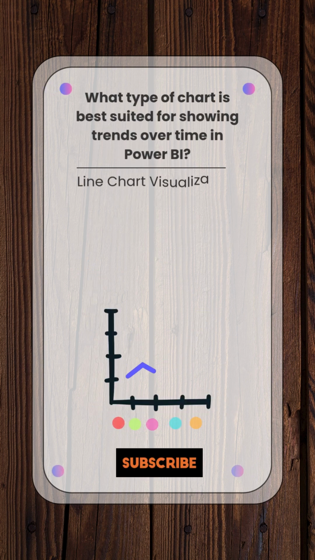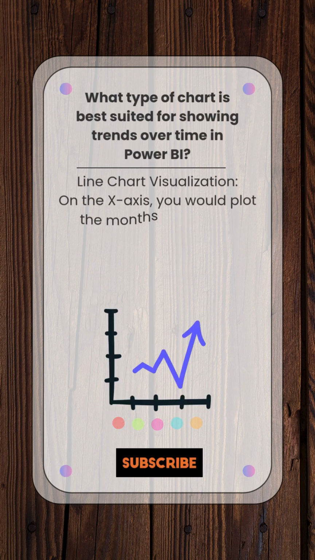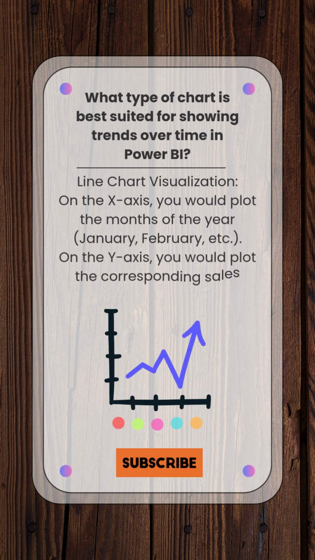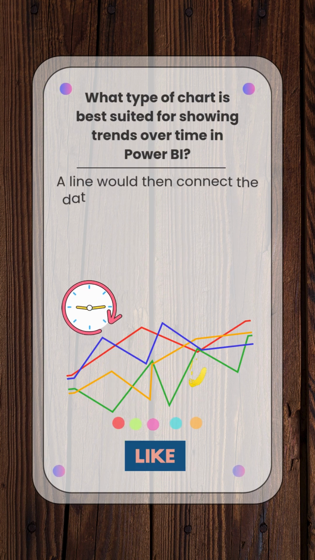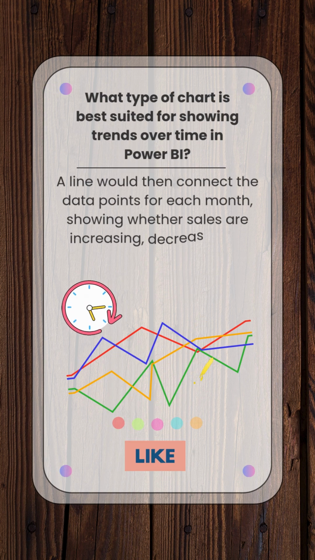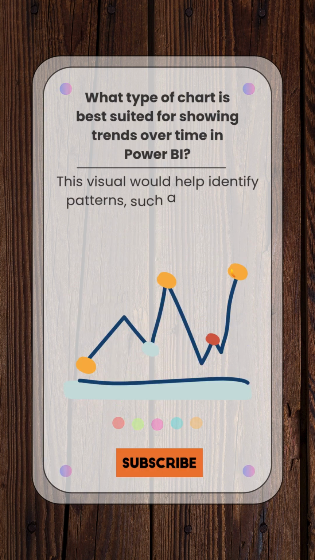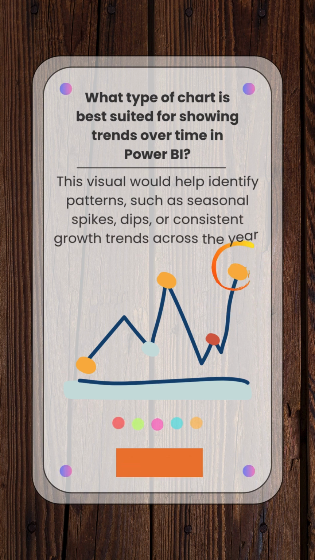Line chart visualization: on the x-axis, you would plot the months of the year: January, February, etc. On the y-axis, you would plot the corresponding sales revenue for each month. A line would then connect the data points for each month, showing whether sales are increasing, decreasing, or remaining stable over time. This visual would help identify patterns, such as seasonal spikes, dips, or consistent growth trends across the year.